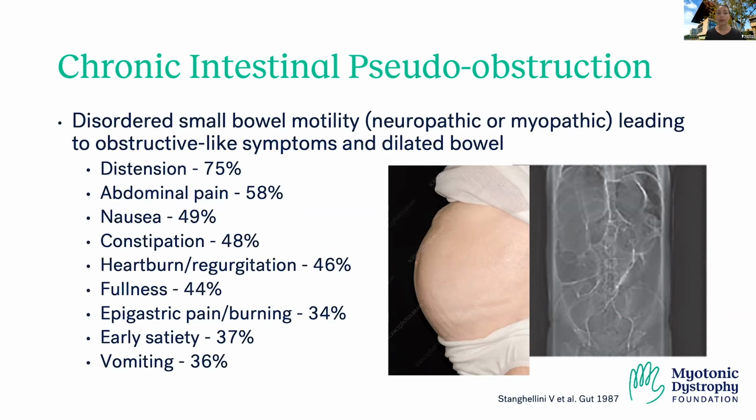And so it can be very significantly bothersome with the distension of the abdomen. As you can see in this picture, the X-ray will show really dilated bowel loops. This is usually what we see in people who have true mechanical obstruction. But here there is no mechanical obstruction. That's why it's called pseudo-obstruction, because there is not truly something that is obstructing the bowel.